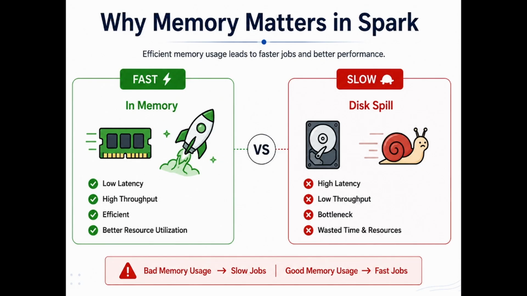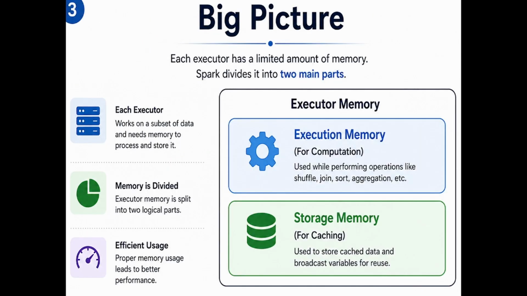Spark is fast because it processes data in memory. If the data stays in memory, everything is quick and smooth. But if memory is not enough, Spark moves data to disk. And the moment Spark touches disk, performance starts slowing down. Think of it like this. If everything you need is on your desk, you work fast. But if you have to go to another room again and again, your work slows down. In Spark, disk is that another room.